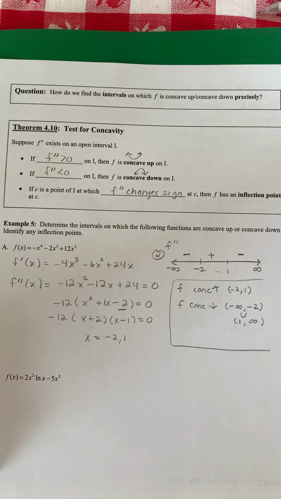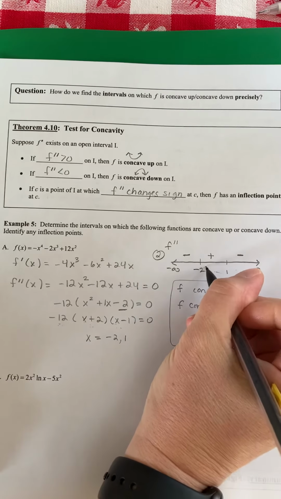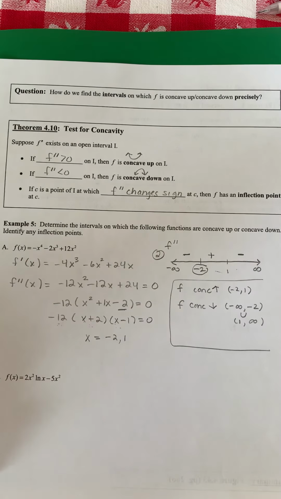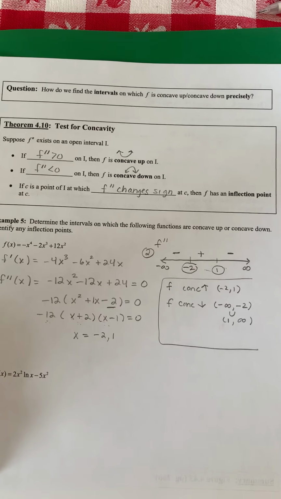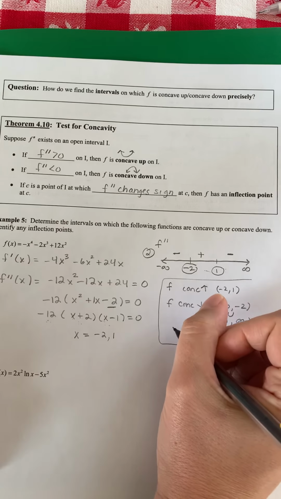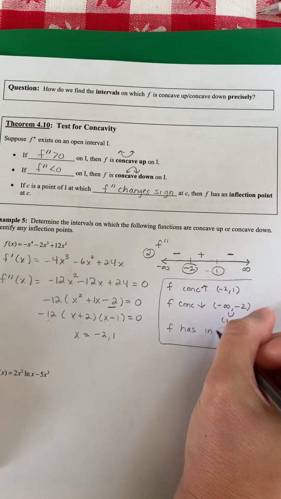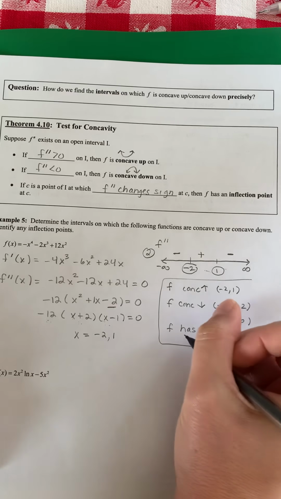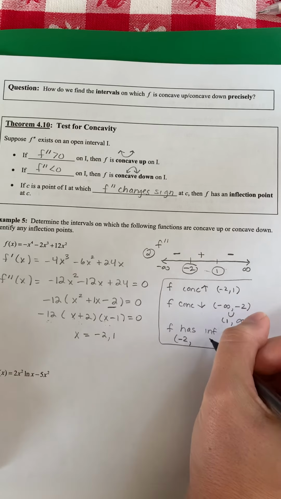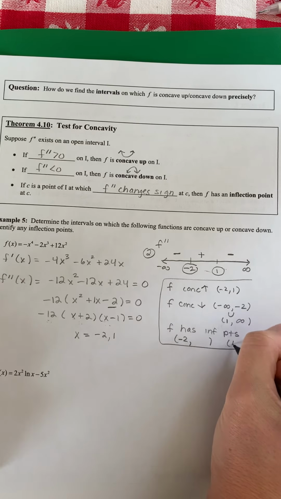All right, we also have two inflection points because we have two places where it changes sign. So we change signs here and also here. So negative 2 and 1 are inflection points. So f has inflection points. Okay, so I'm going to need to find the y values for those.